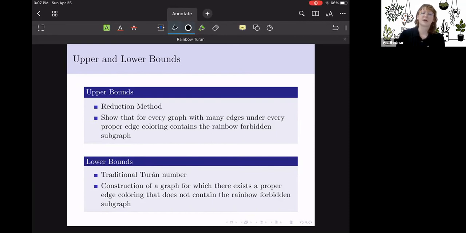For lower bounds, we have the traditional Turán number, or we can construct a graph and just show that there is one proper edge coloring of that graph, which doesn't have the rainbow forbidden subgraph. So that's a lot less, right? For the lower bound, we have one graph and one proper edge coloring, whereas for the upper bound, we have every graph and every proper edge coloring.